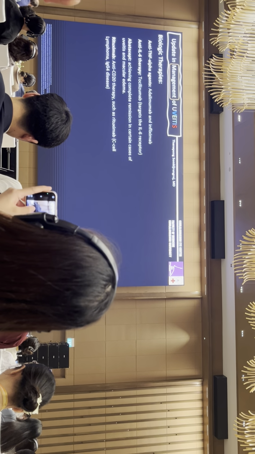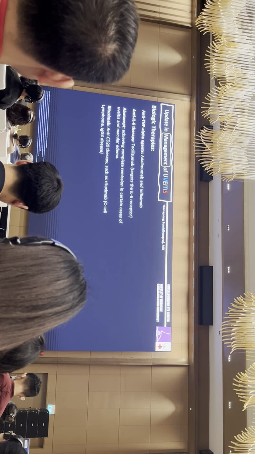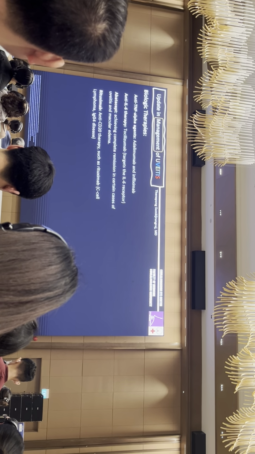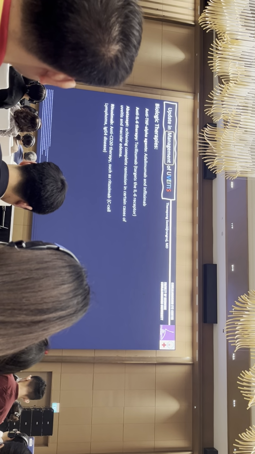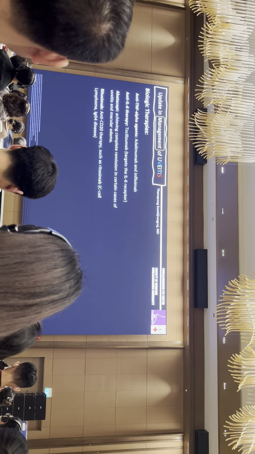The abatacept is very good with the uveitic macular edema, and rituximab that we always use for some specific cases of CD20, such as the type of B cell lymphoma, not T cell, B cell lymphoma.